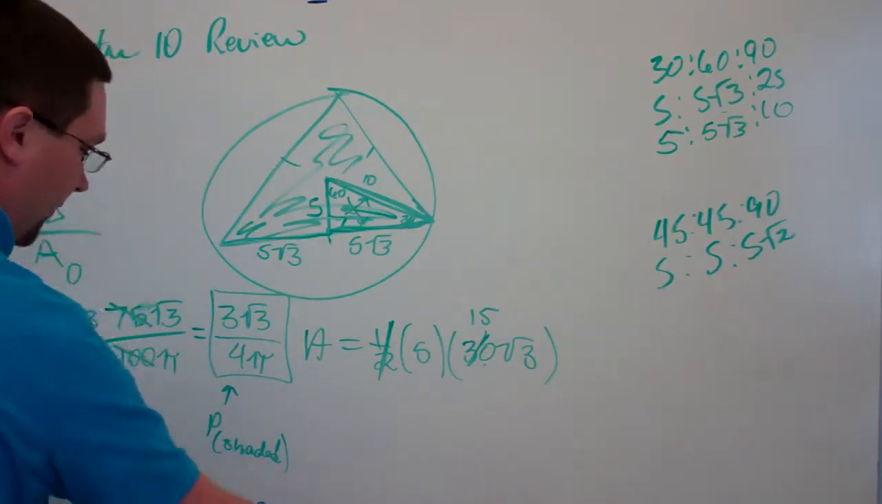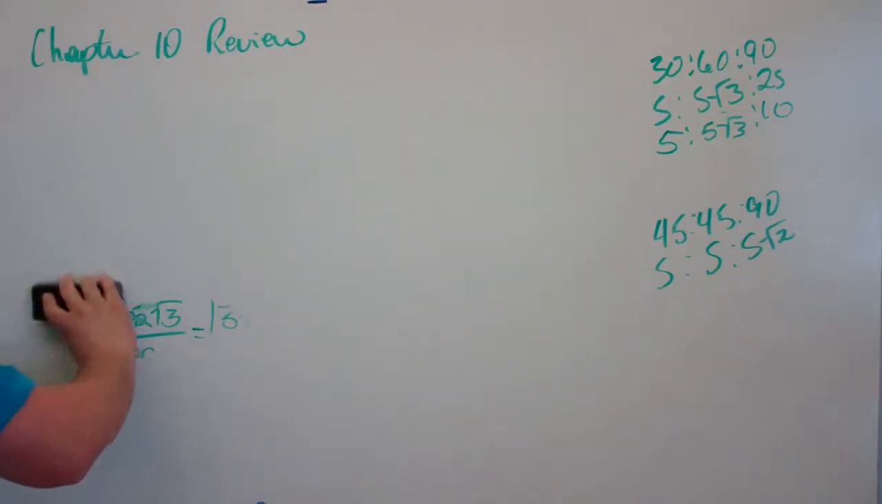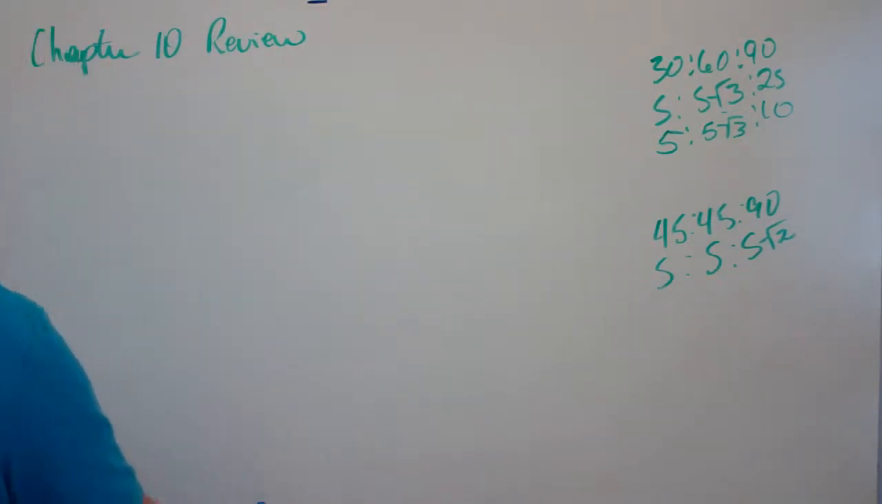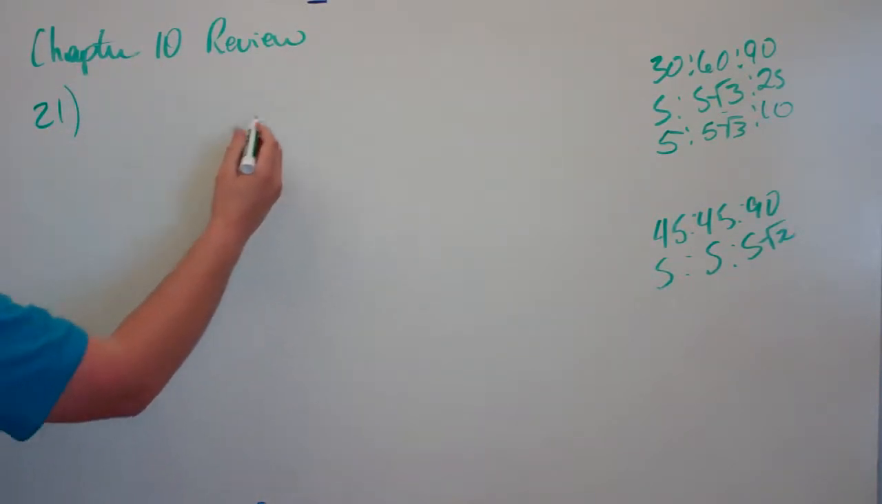Alright, now let's look at 21. For 21, it's also going to help you with 20 because it's an identical problem, just different numbers. It's also going to help you with 19 because we're going to have to find the sector in order to find the crust. Okay? So for 21, and I'll show you what step helps you with 19, don't worry.